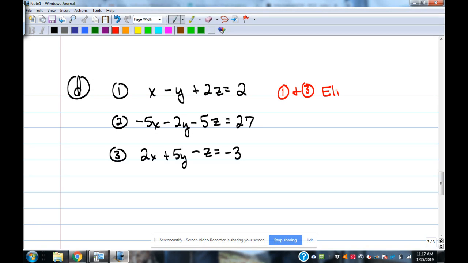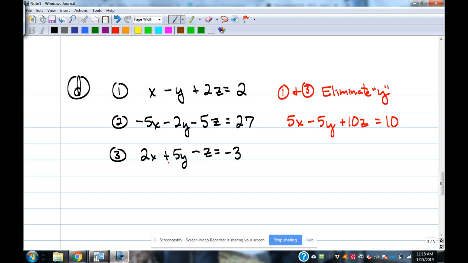and we eliminate y, what do I have to multiply the first one by to get it to eliminate y? 5, because I need this to be -5 right there, right? Because there's a +5 here. So I'm going to multiply the top one by 5 and get the bottom, so I can get the y's to cancel out. So that's going to give me 5x minus 5y plus 10z is equal to 10.